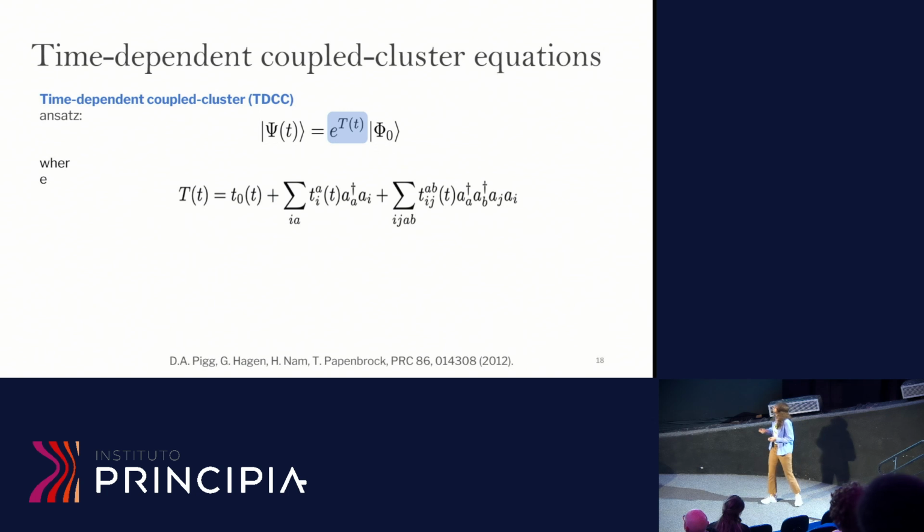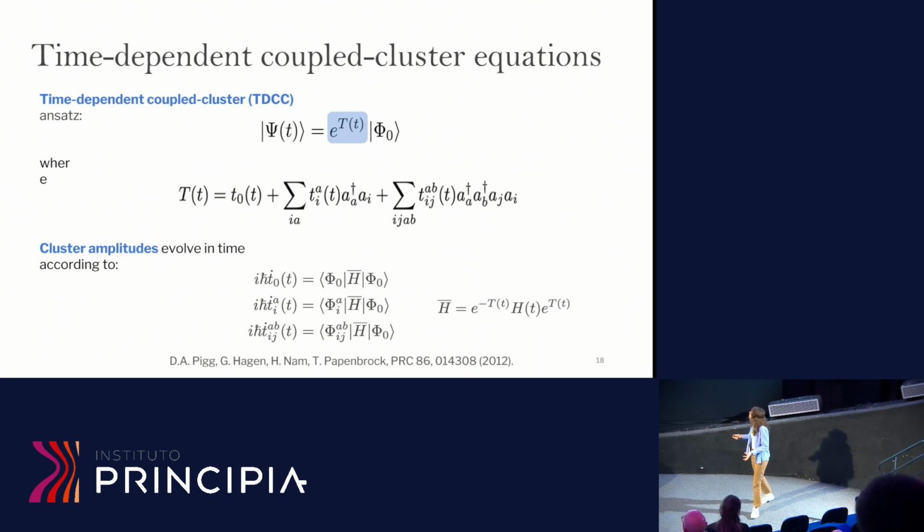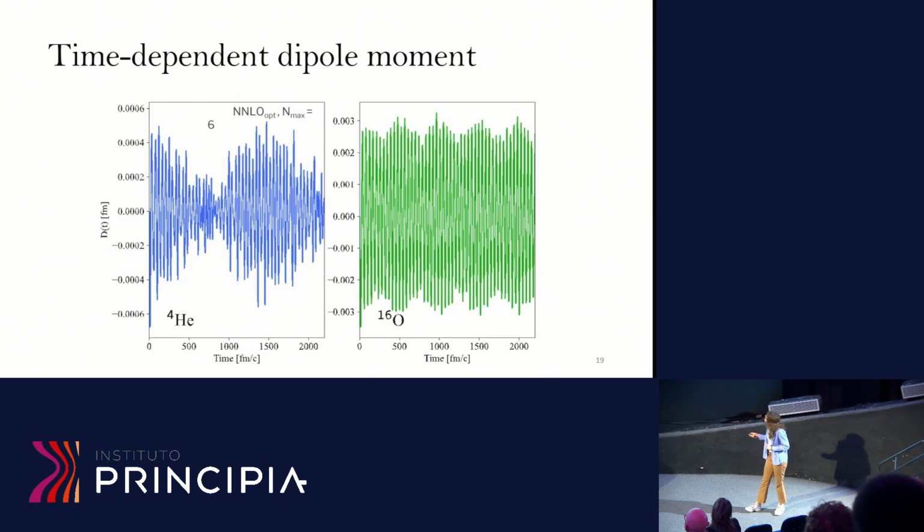And to do that, we can actually extend the coupled cluster ansatz in order to include time dependence. So we will have the exponential ansatz that we saw before, but our cluster amplitudes will actually depend on time. If we insert this ansatz into the time-dependent Schrödinger equation, we get the differential equations, which basically determine the time evolution. Let us go and see some results.